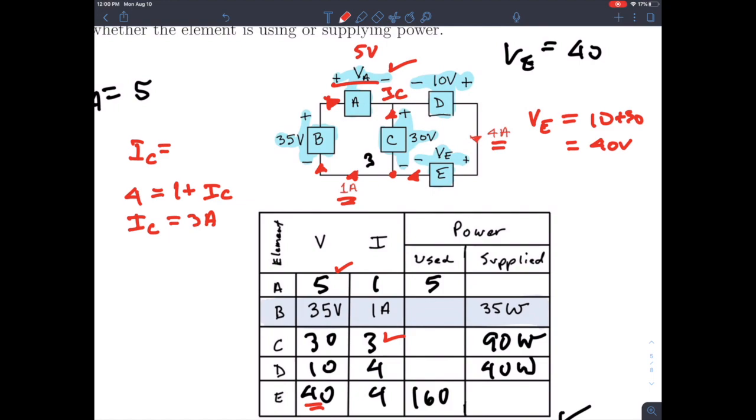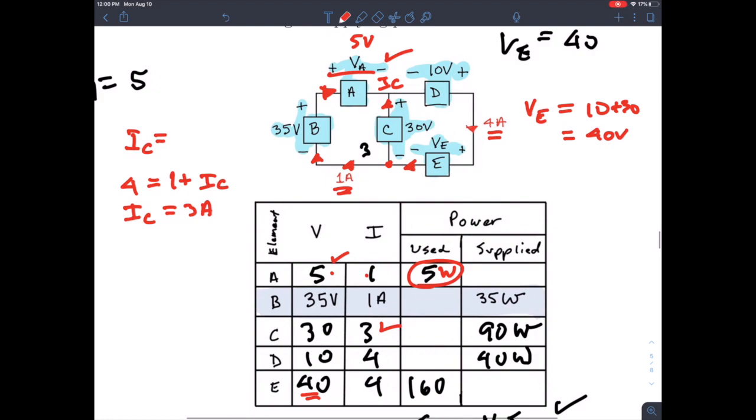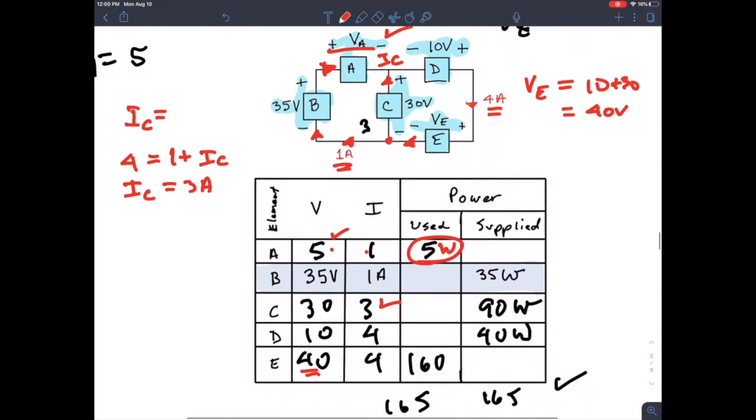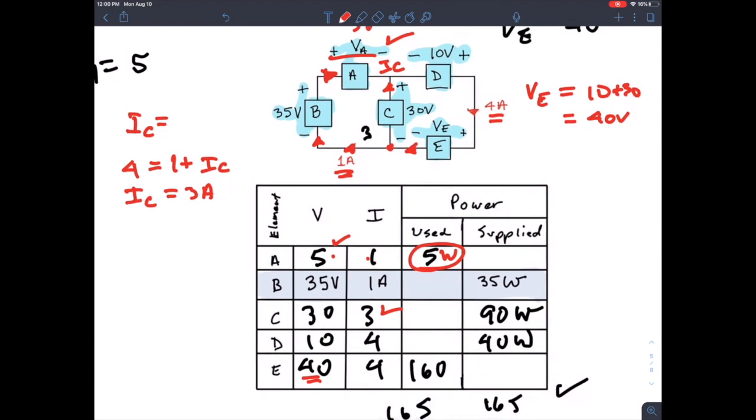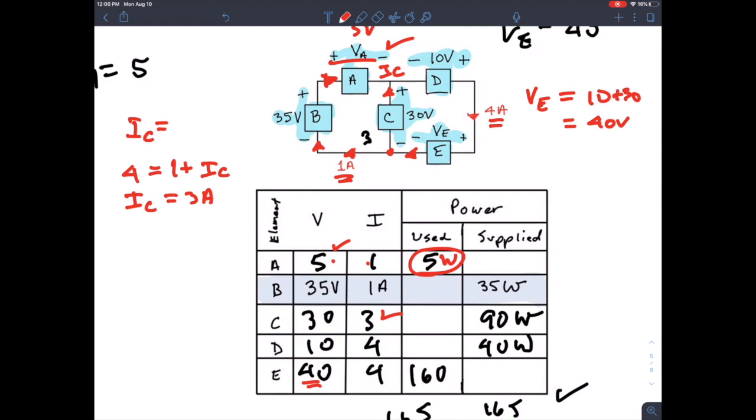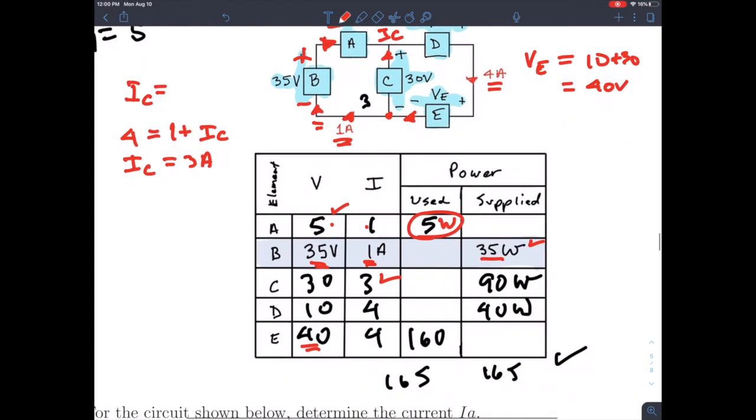Because it's a drop, the power is the product of these two, so 5 times 1 is 5, and this would be 5 watts used because it's the passive sign convention. If current moves in the direction of a drop, it's passive sign convention. So a positive number there would mean it's using power. Okay, so for B, this was given, but we can check it. This 1 amp is moving in the direction of a rise. All right, so 35 times 1, that's the positive number, right? 35 watts. And because this is the active sign convention, it would show up on the supply side of this chart.